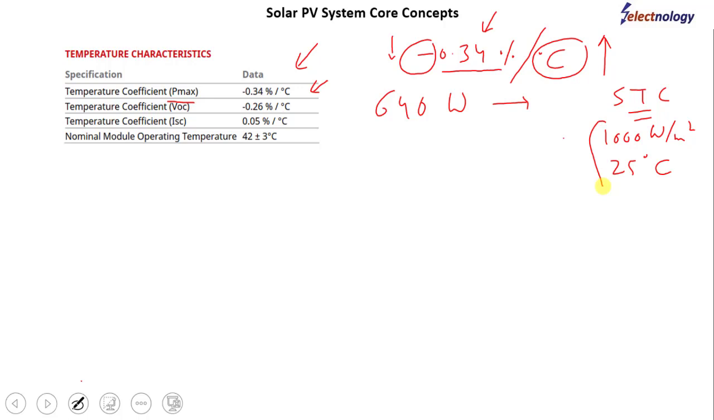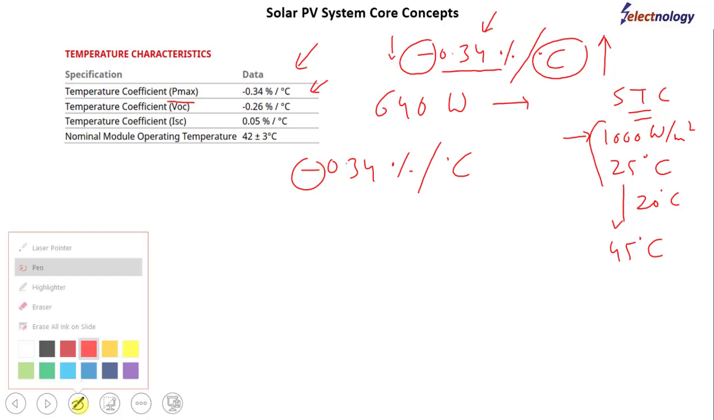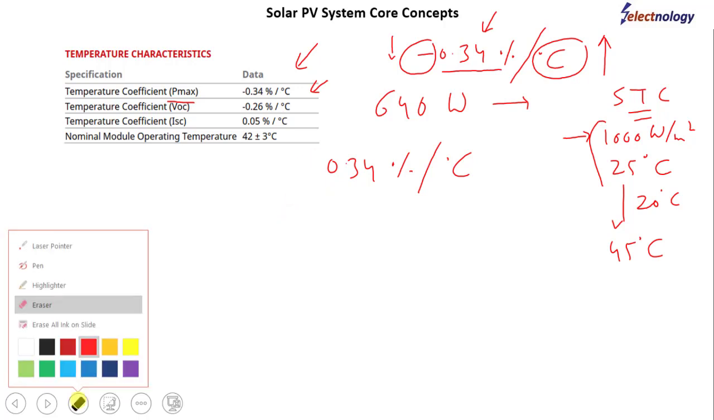Now for a moment assume that the sun energy remains constant at 1000 watt per meter square, but the module temperature is increasing. Assume that the module temperature increases to 45 degrees centigrade. So there is a change of 20 degrees centigrade. Now the question is how much power shall be reducing? Writing again here this parameter, minus 0.34% per degree centigrade. Minus is just to indicate that the power parameter shall decrease, so we can remove this.